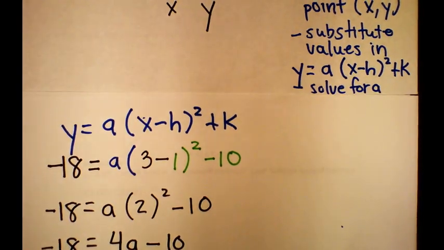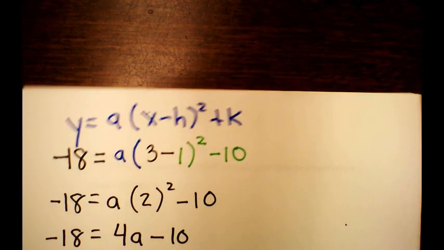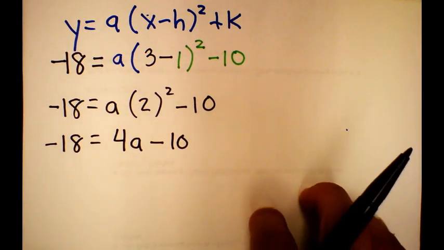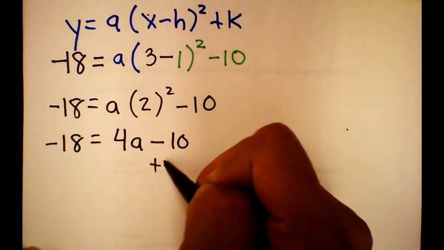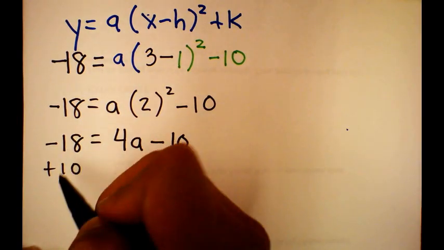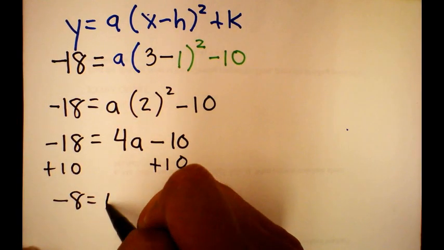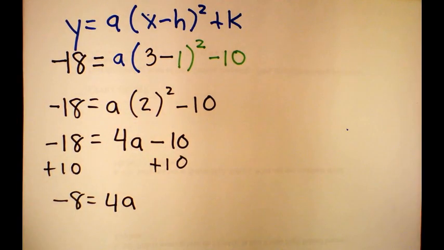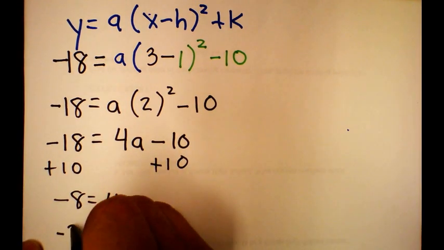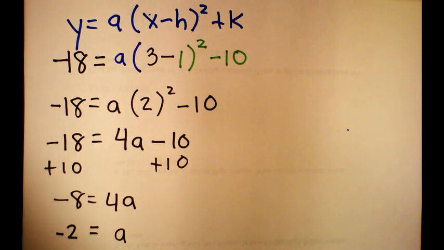Okay, let me move this a little bit more up. Now we're going to add 10 on both sides, add 10 on both sides. So -18 plus 10 is going to be -8 is equal to 4a. And then we're just going to divide both sides by 4. So that means that your a is going to be -2. Alright, we're almost done. We just got to finalize one more step.